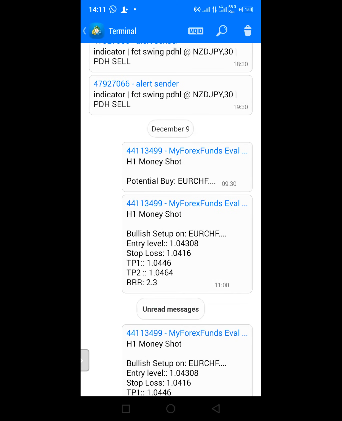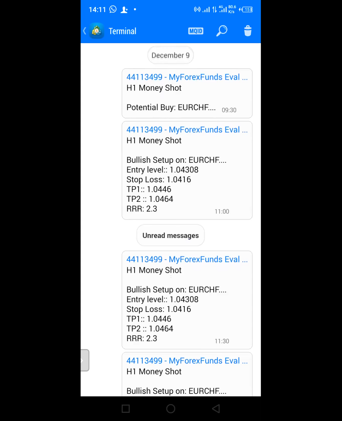Look at EURCHF. Look at the beginning of December 9. There's a potential buy setup. Then later on, it came and told me this is the buy setup. Take your take profit here. Put your stop loss here. This is an EA, right?